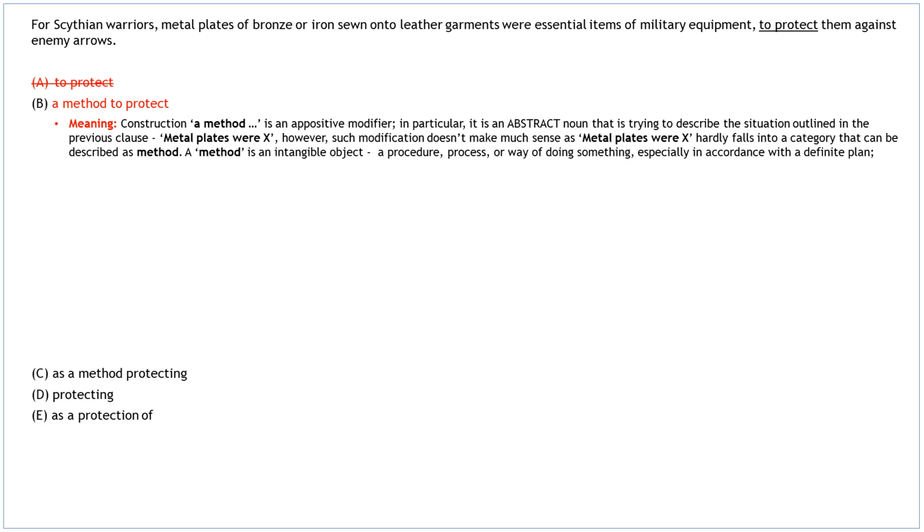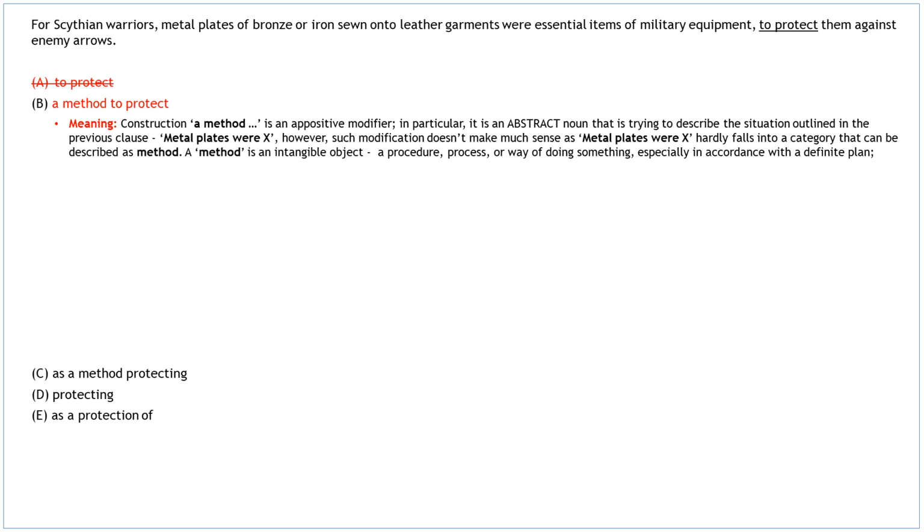Construction, a method to protect, is an appositive modifier. In particular, it is an abstract noun that is trying to describe the situation outlined in the previous clause, metal plates were X. However, such modification doesn't make much sense, as metal plates were X hardly falls into a category that can be described as method.